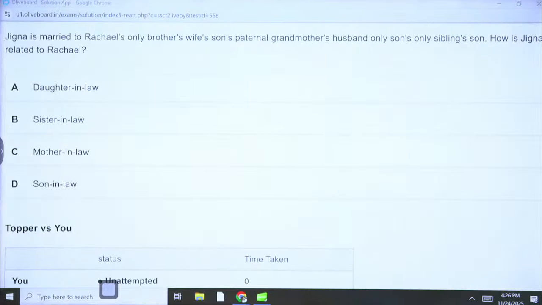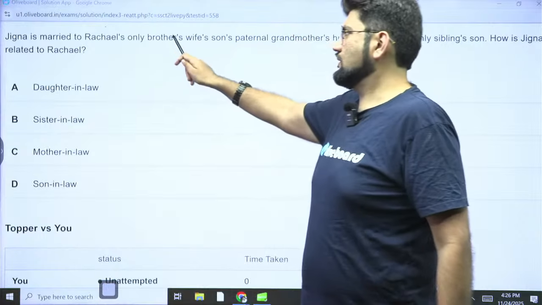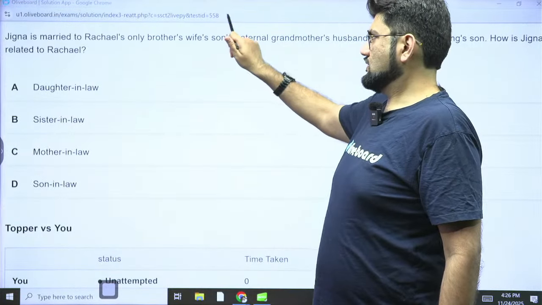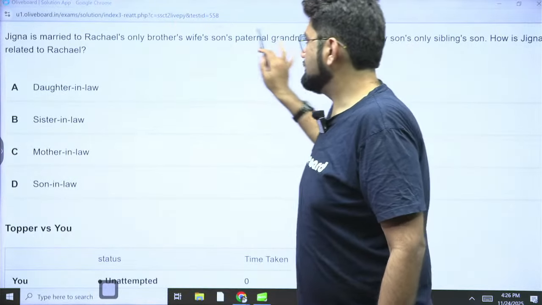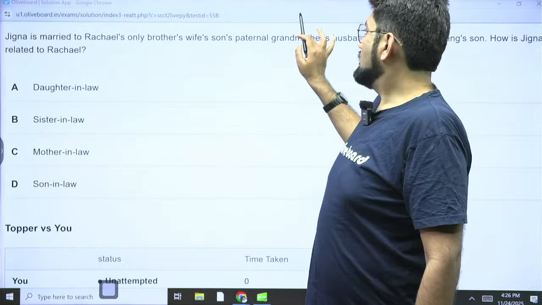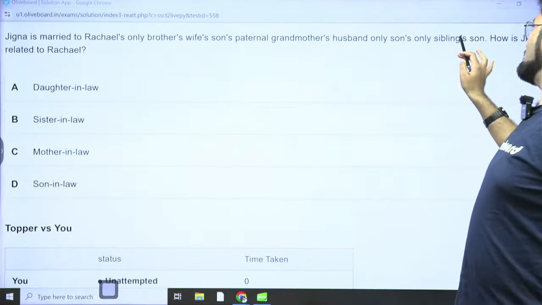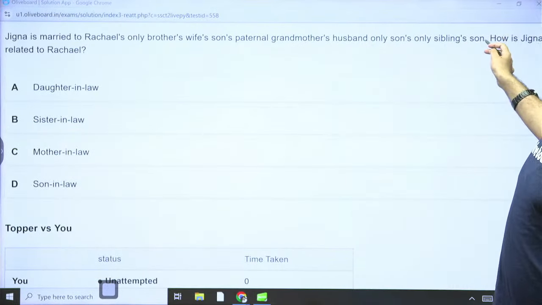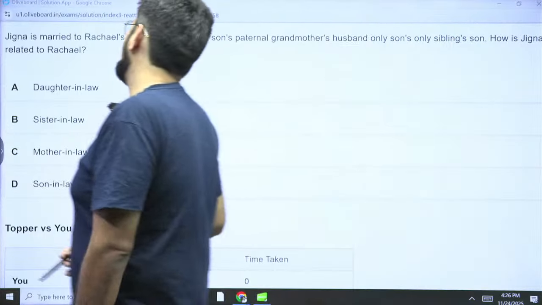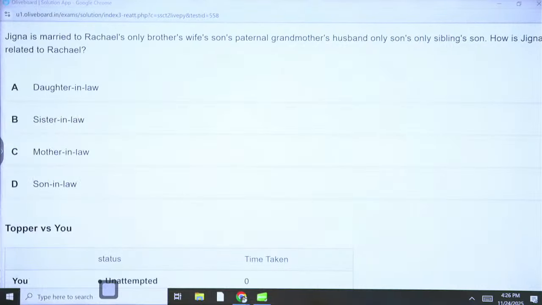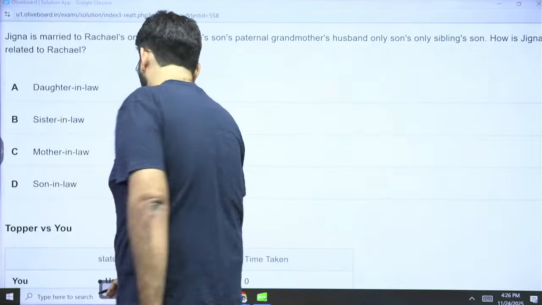Okay. Jigna is married to. Now assume this in your head. Rachel's only brother's wife's son's paternal grandmother. That means Rachel's mother. Correct? Mother's husband, Rachel's father, only son, Rachel's brother's only sibling, that's Rachel's son. So Jigna is married to Rachel's son. Okay, how is Jigna related to Rachel? She's a daughter-in-law. You could have figured this out just by reading, but I know it might be difficult initially.